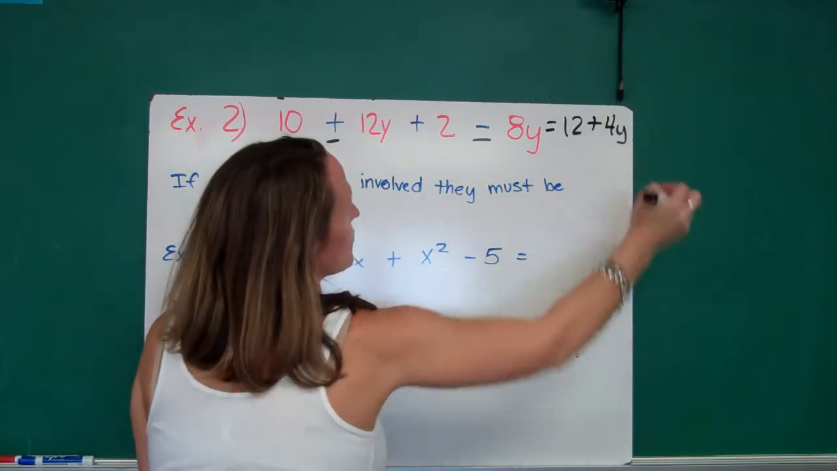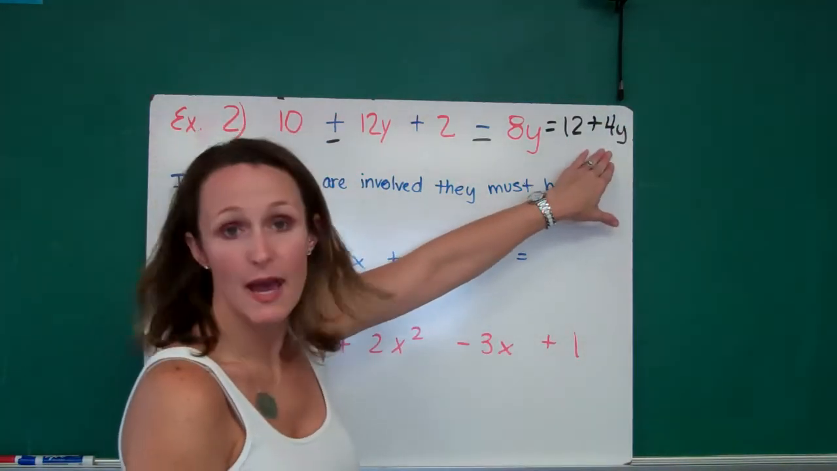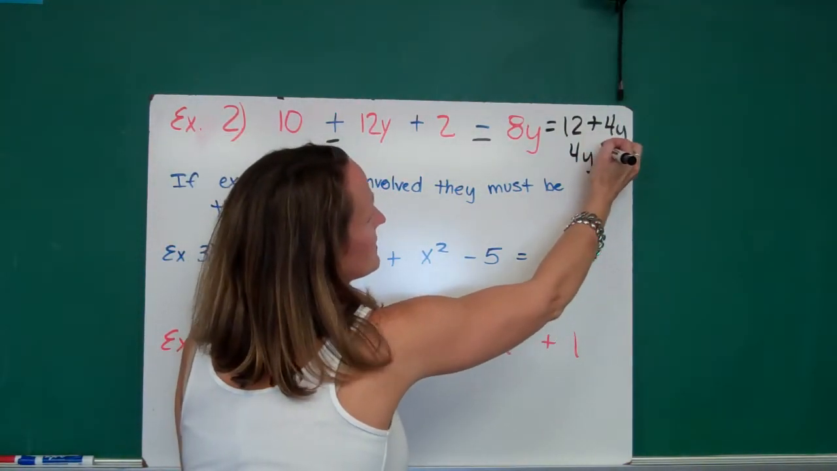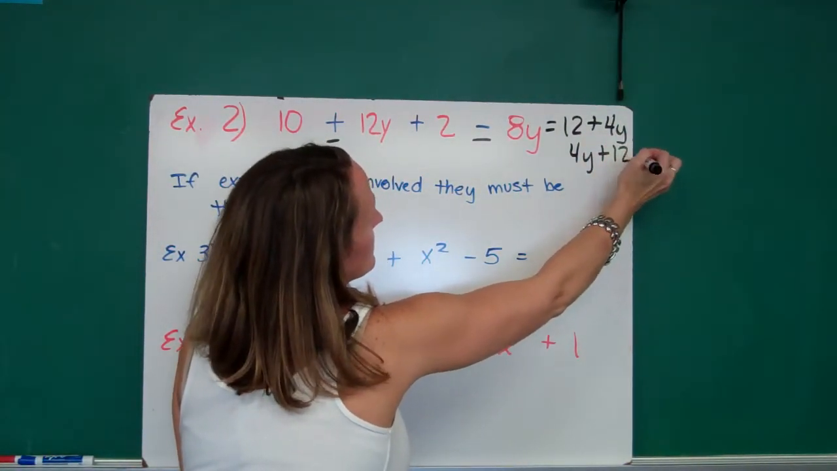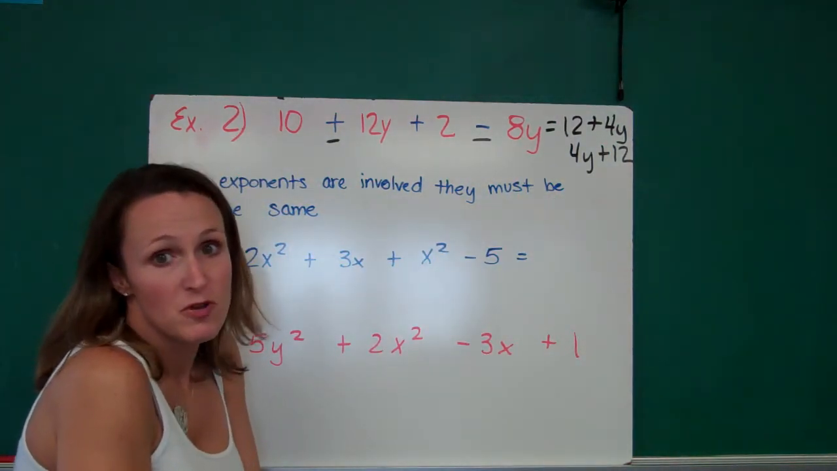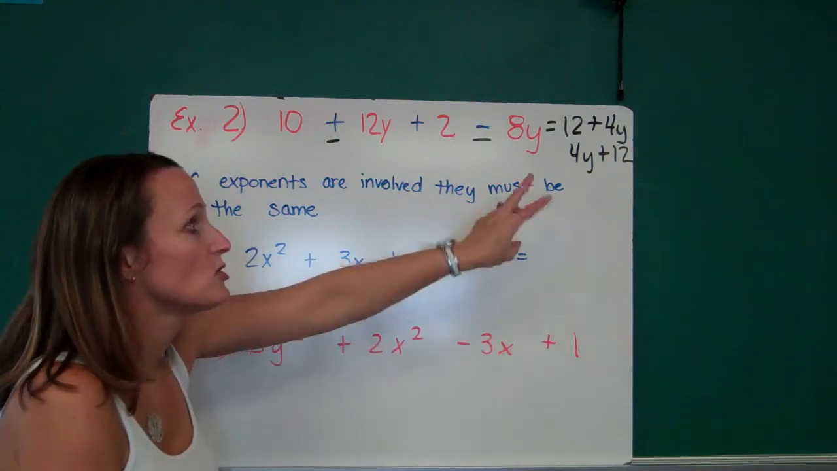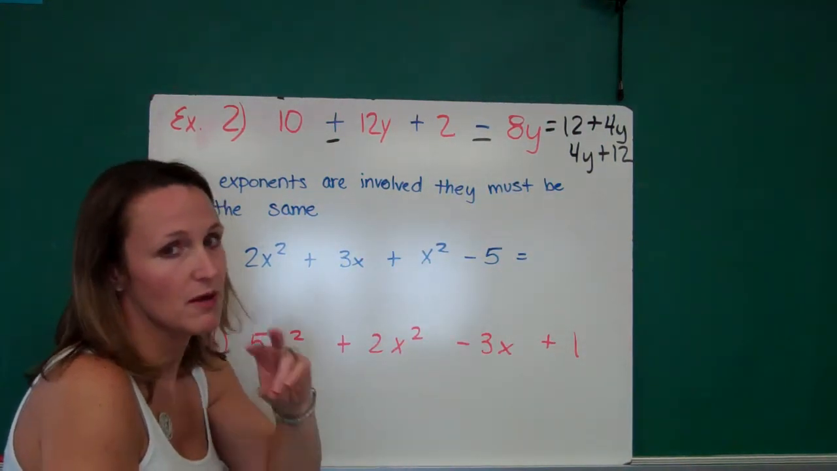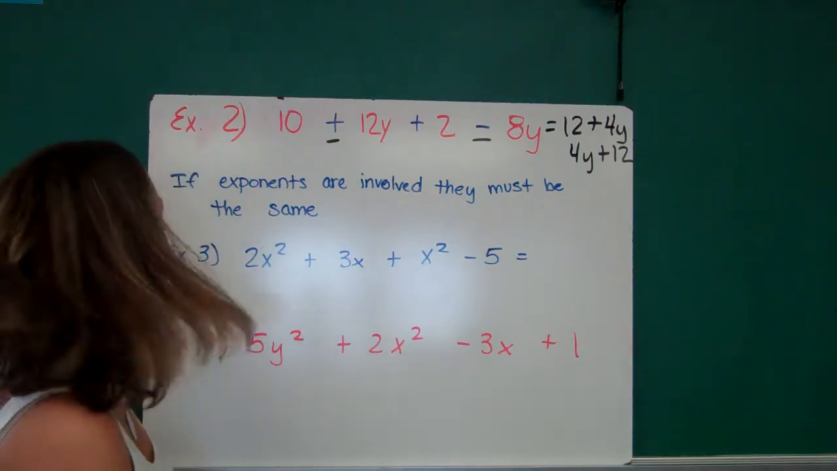Now, when we have anything with a variable, we actually want to write this first. So I'm going to rewrite this like this. That's the proper way to write it. But as you know, addition is commutative. So if you wrote 12 plus 4y on a quiz, I would not mark it wrong. I would write the correct answer, but I would not mark it wrong.